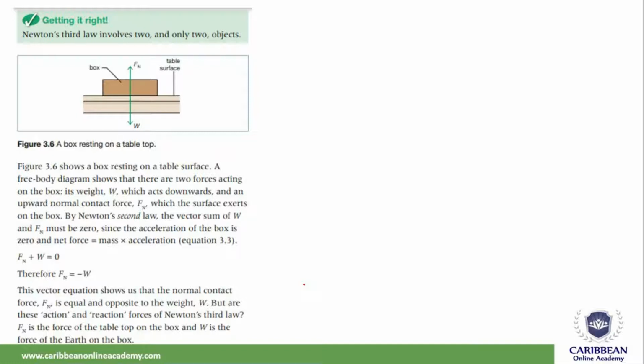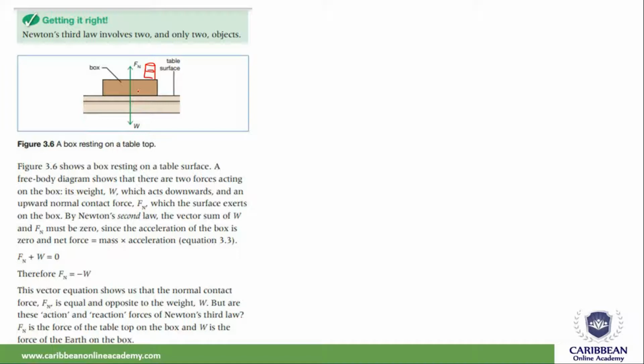Let's look at this example of a book sitting on a table. We have to be mindful whenever we're dealing with Newton's third law: it can only involve two objects. If I were to put another object on top of the book, like a cup of water, then this involves three objects, with more forces coming into play, so it wouldn't work. It only works when two objects are involved, just the table and the book.